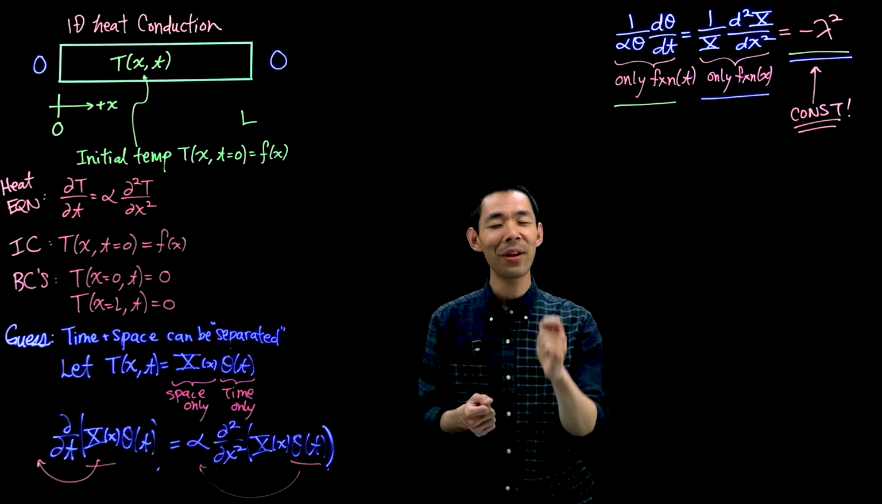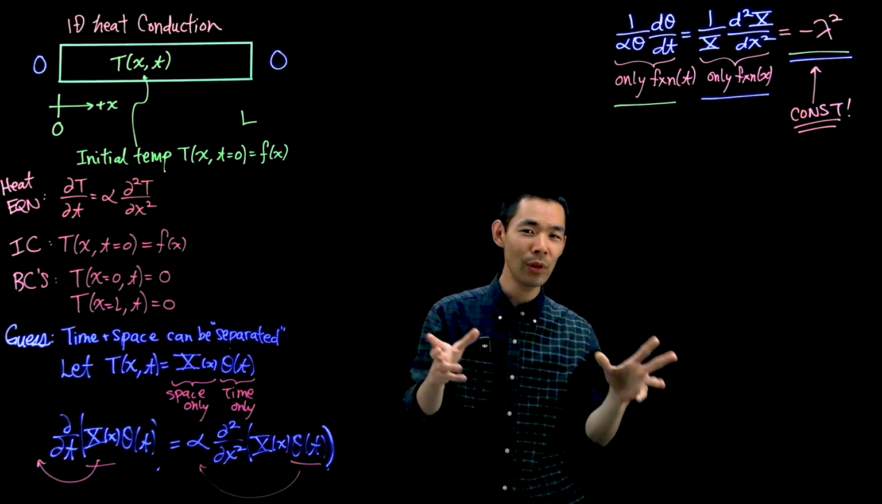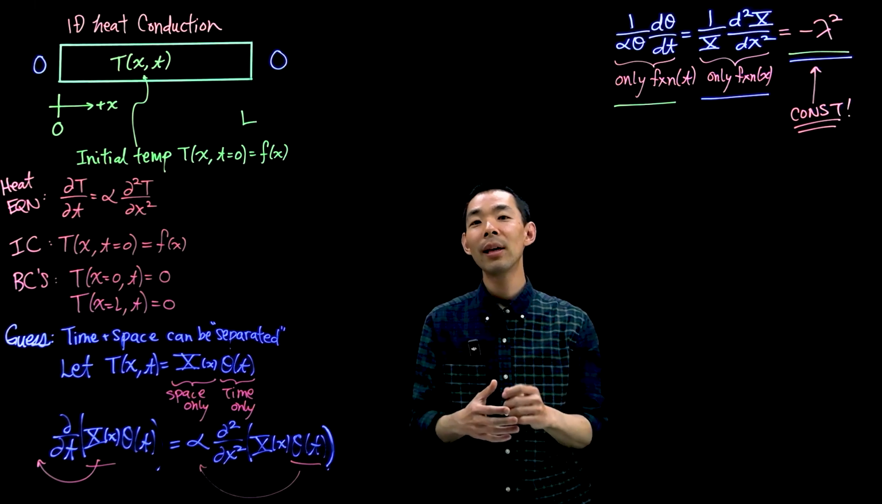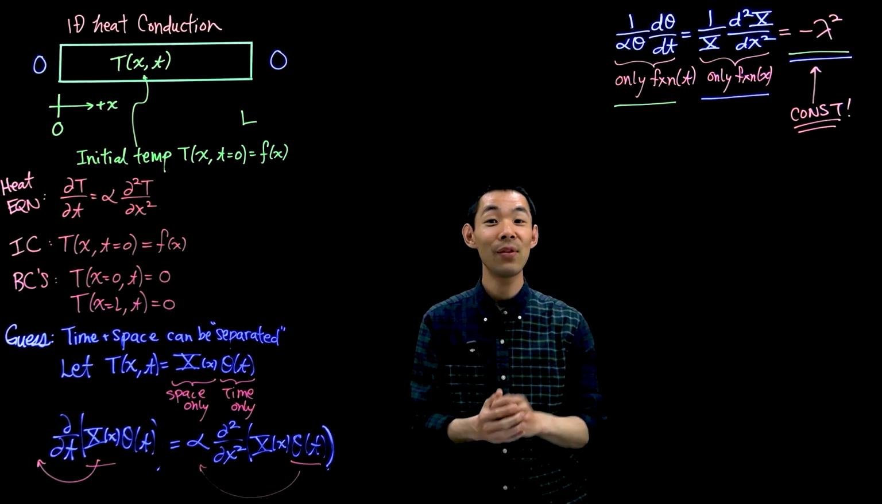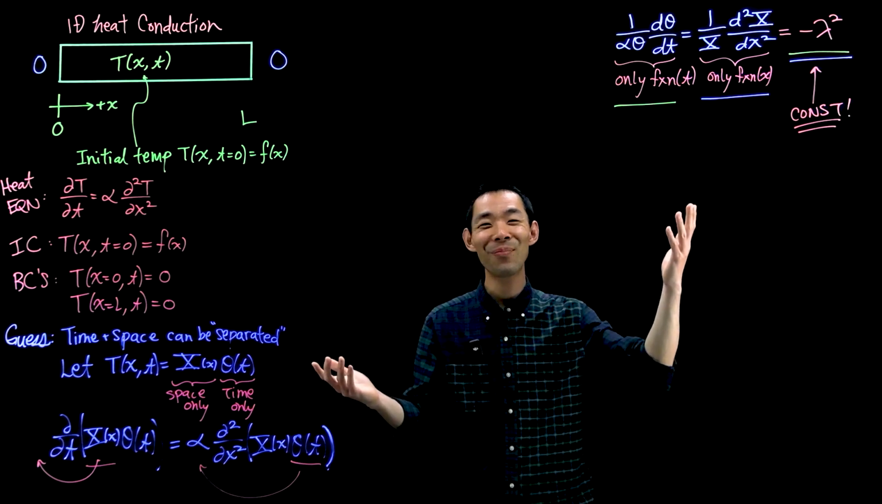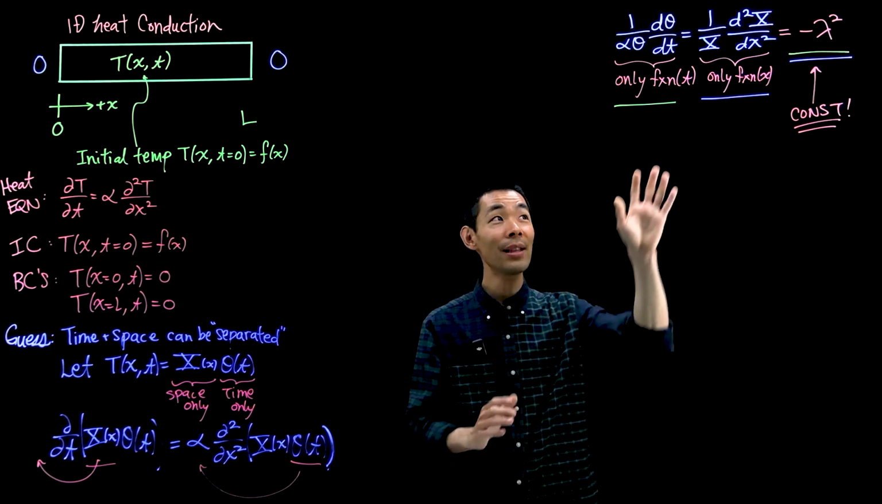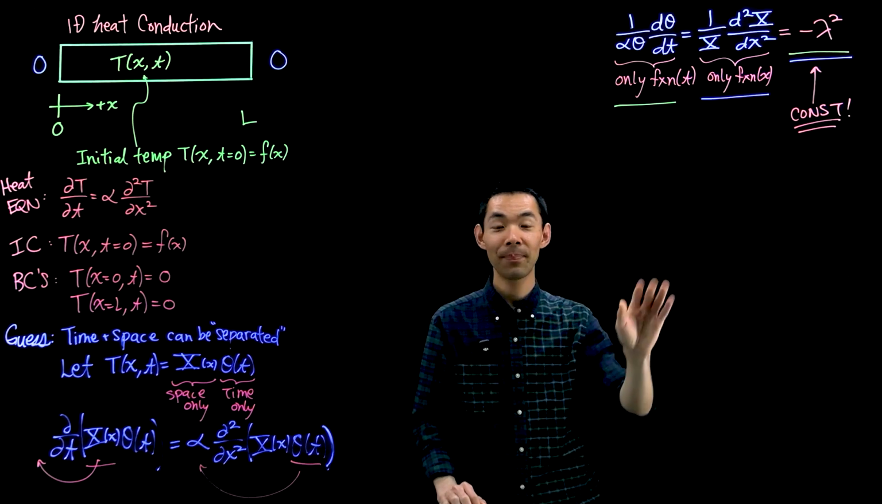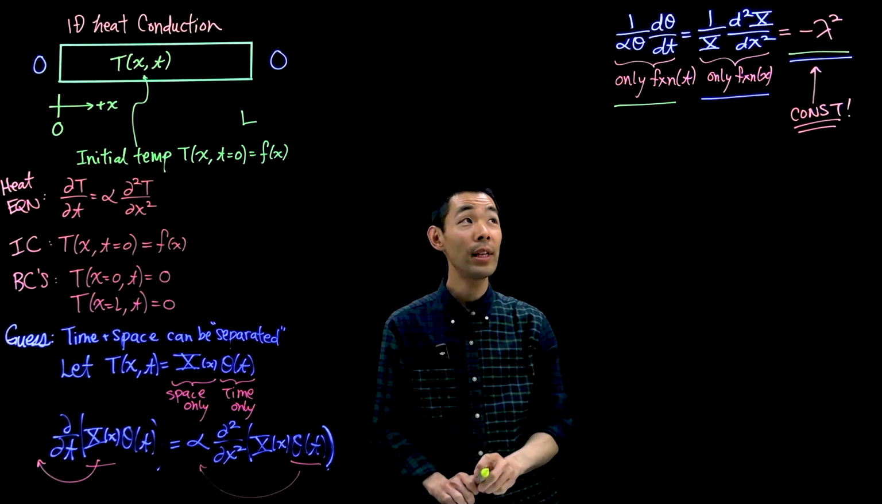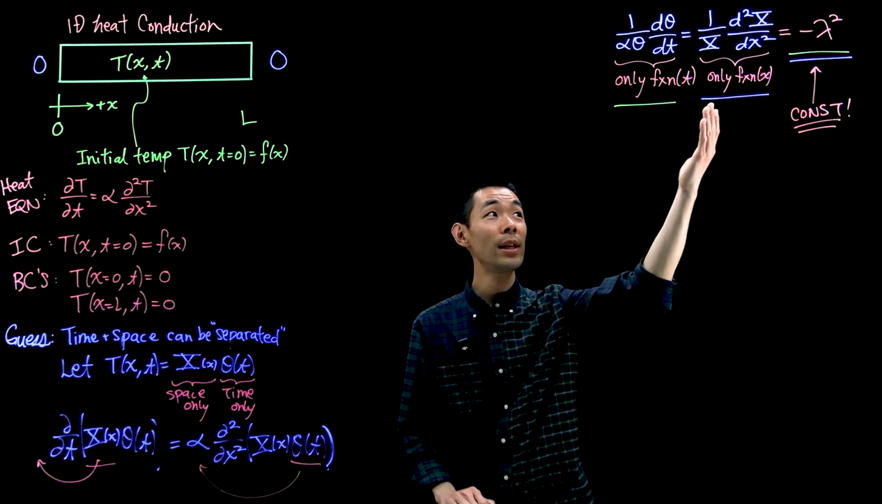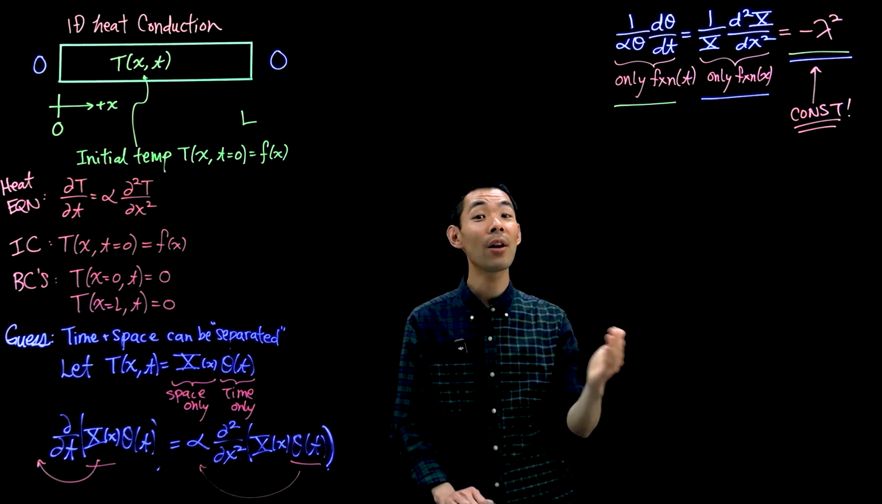That's why solving ODEs and knowing which tool to use and which branch to go to is incredibly important, because if you can't solve ODEs, you can't solve PDEs. So let's solve these two separate ODEs. We have an ODE in time and an ODE in space. Let's solve them both.